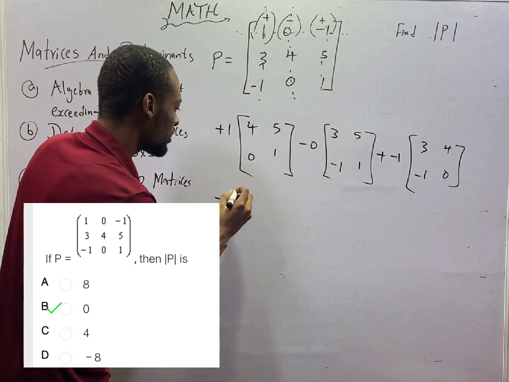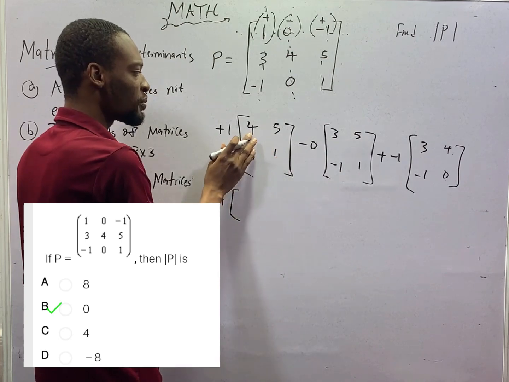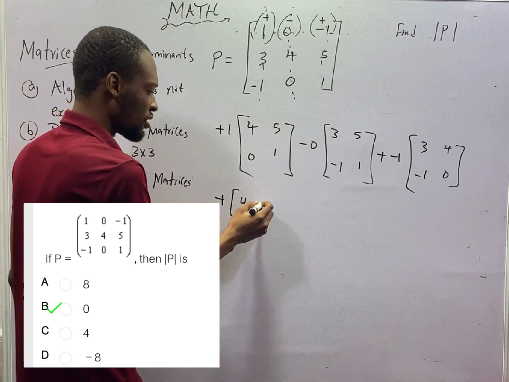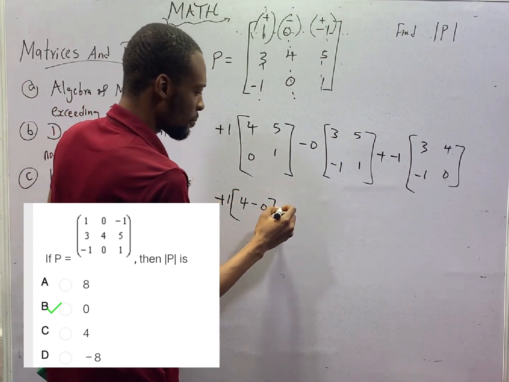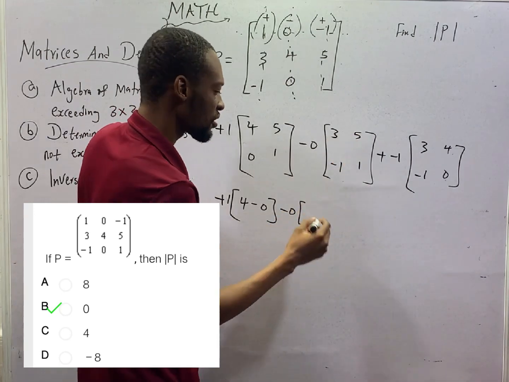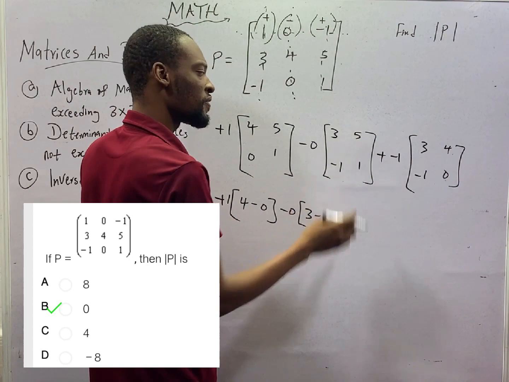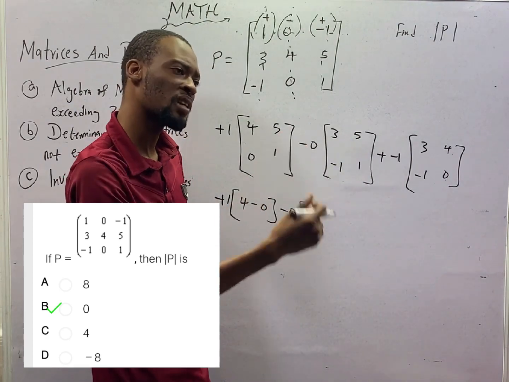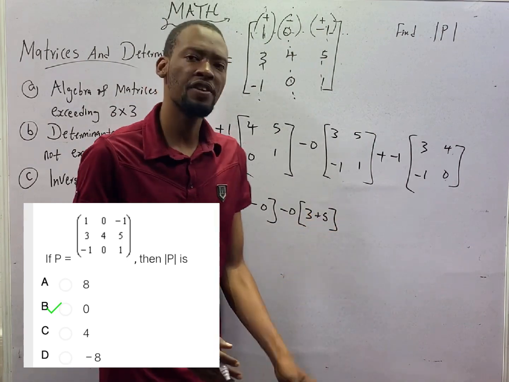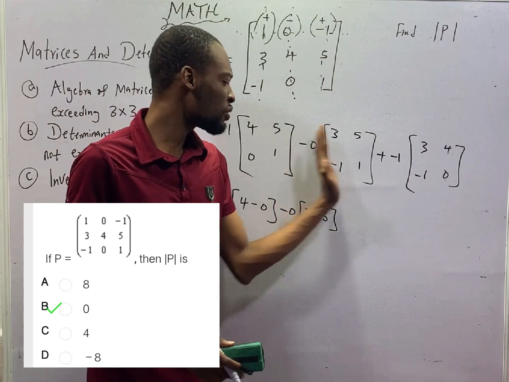This is plus 1. The determinant of this one is 1 times 4, 4, minus 0 times 5, 0, minus 0. 1 times 3 is 3, minus 1 times 5, that is minus 5, minus 5, that is plus 5. For the sake of JAMB, this is already 0. Everything here will definitely change to 0.